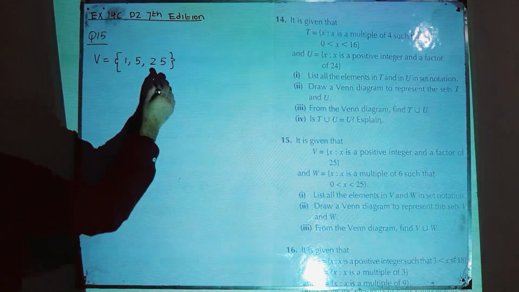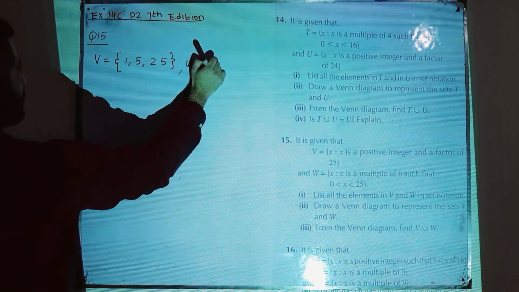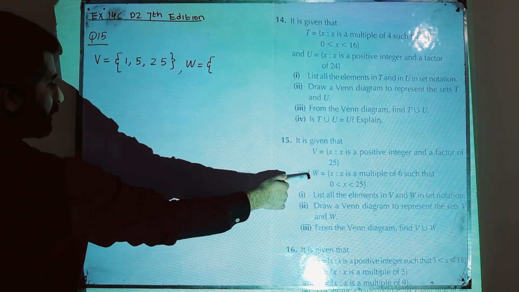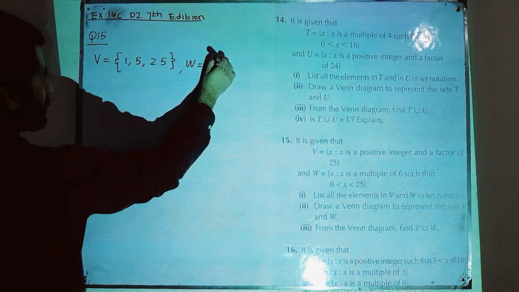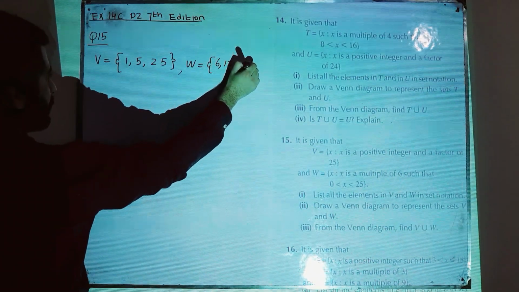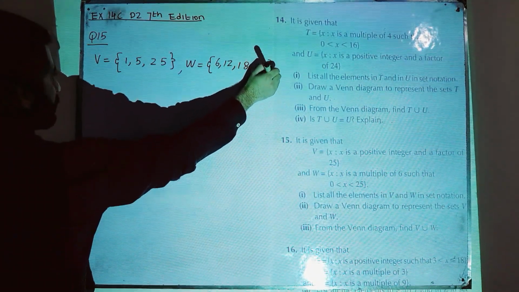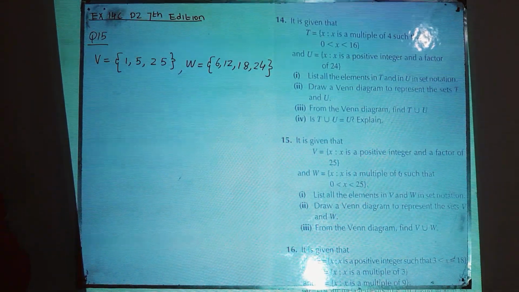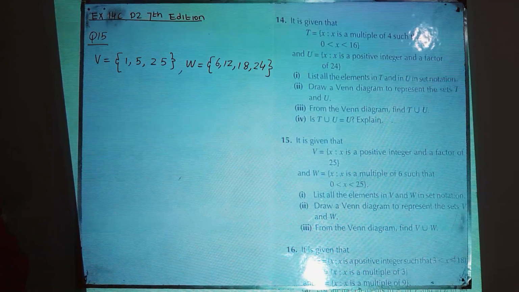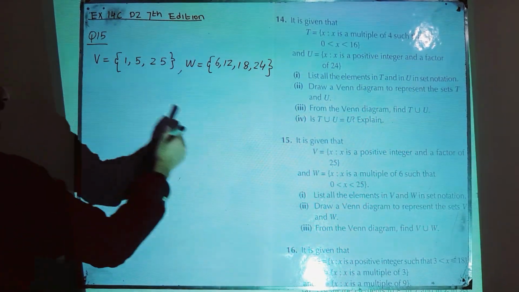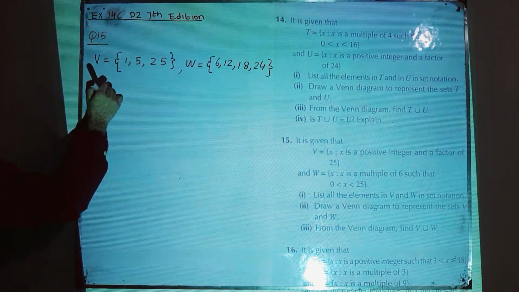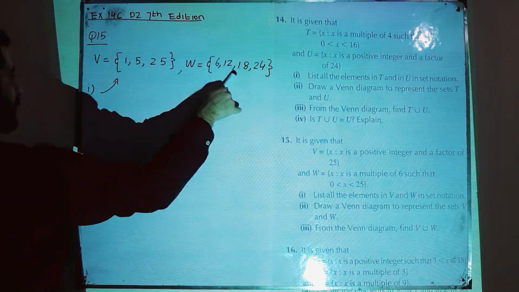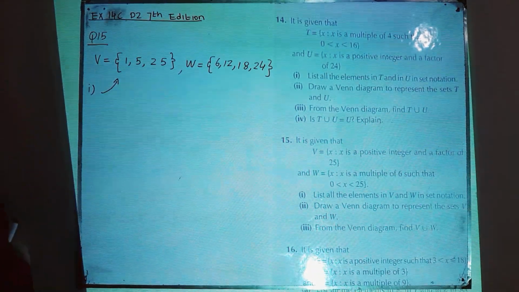Then you have got a set W. Well, that is a multiple of 6 that is between 0 and 25. So 6, 12, 18, 24. Multiples of 6 between 0 and 25. So part 1 is list all the elements in V and in W in set notation. This is the answer for this part, I have written the elements of V and W in set notation.